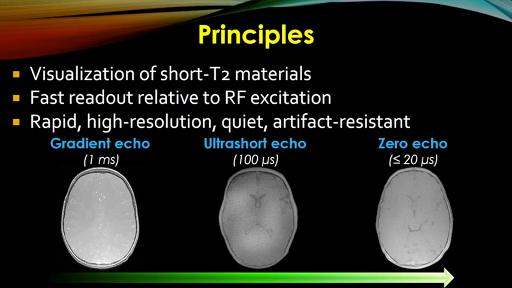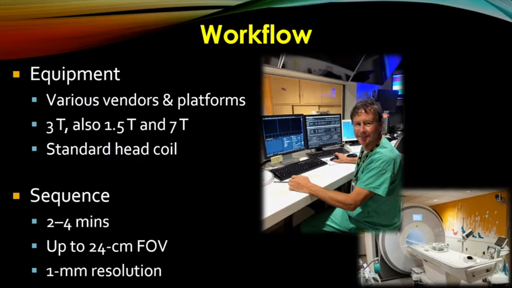You can see the concomitant improvement in the delineation of cortical bone. By nature, these sequences are rapid and high resolution. They're also relatively quiet and resistant to artifacts, including motion, susceptibility, and flow. In terms of workflow, there are many different vendors and platforms offering some version of ultra-short echo MRI. We prefer 3 Tesla for most of our applications, although in certain instances, 1.5 or 7 Tesla may be preferred.